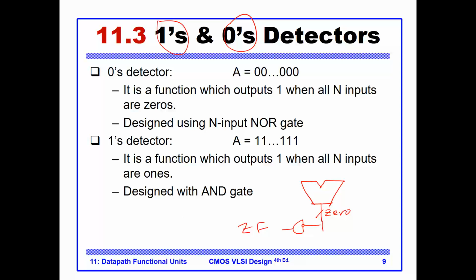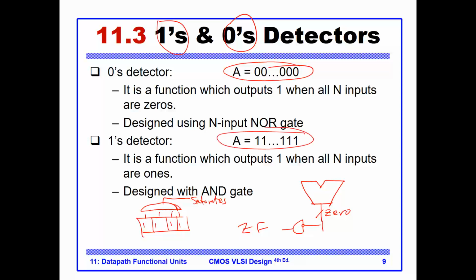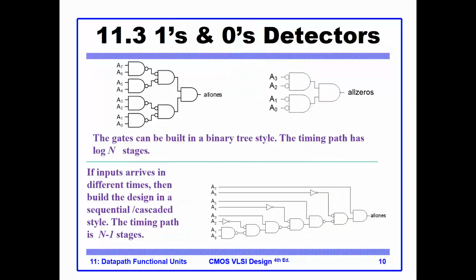And in counters, when the counter reaches 1111, this is when the counter saturates, and you would like to detect this condition so that you know the counter saturated to the maximum value. So there is a need for detecting the case of a 0 or the case of 11111111. Because these circuits are common, we would like to include them in the data path and see how we can design them.